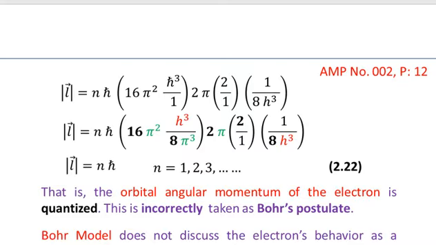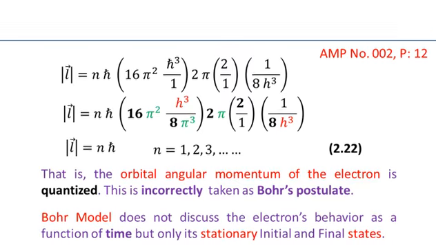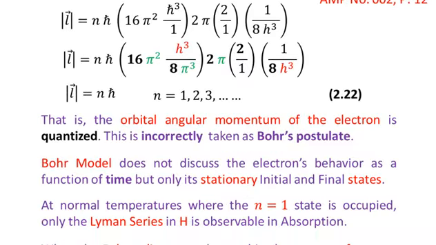So here I have established that the orbital angular momentum of the electron is also a discrete quantity. That is, the orbital angular momentum of the electron is quantized, which is incorrectly taken as Bohr's postulate. So you see that this is not Bohr's postulate, and some books are writing that this is Bohr's postulate. This is incorrectly taken as Bohr's postulate. This is what we have derived using Bohr's model.